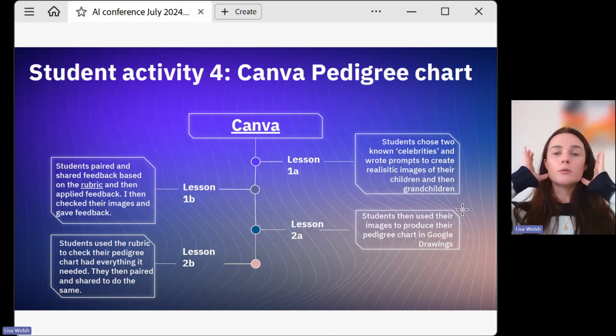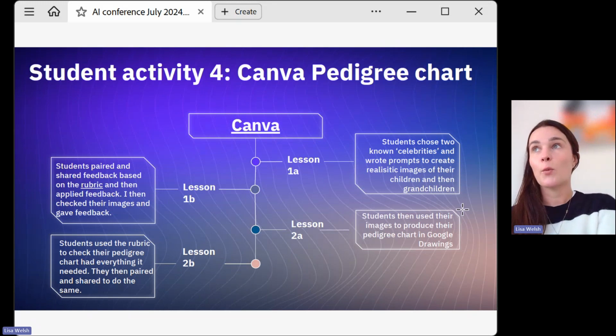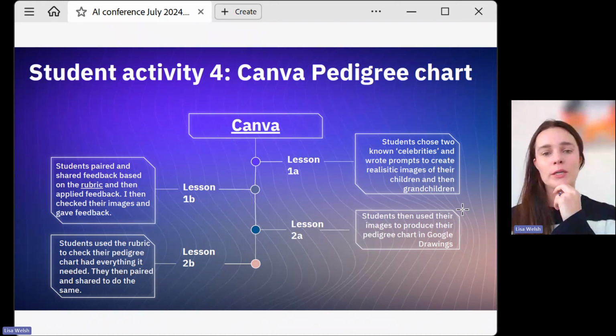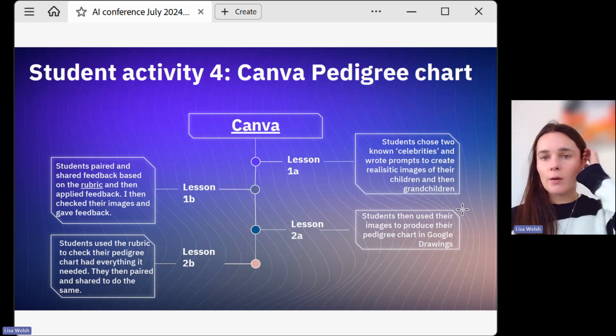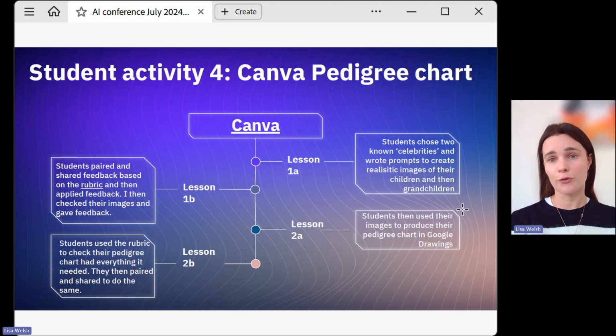So moving on to have a look at Canva, this was part of a lesson which I loved. I'm not going to lie. I did it over 2 lessons, so approximately 2 hours, and it was split into kind of 4 parts. So I've got lesson 1A and B, and then 2A and B there. So Canva, if you're not aware, is an online program where you can, I mean, I used to use it to make invitations, and there's a free version.